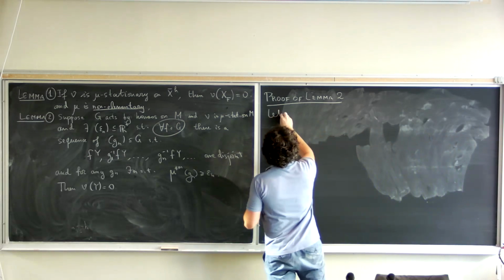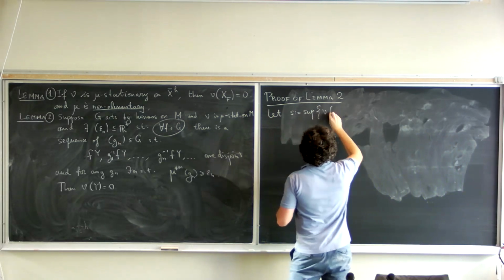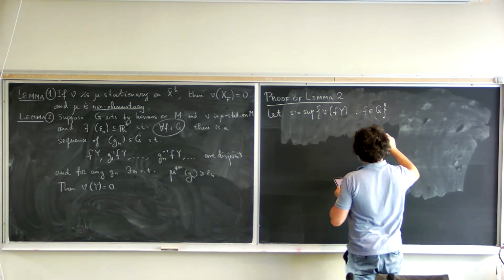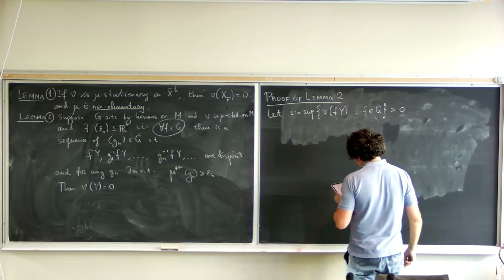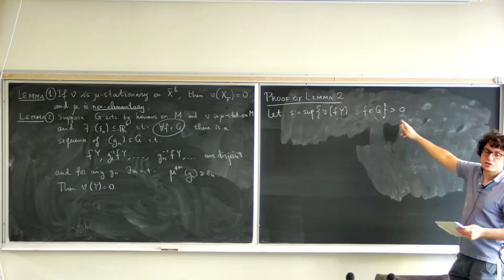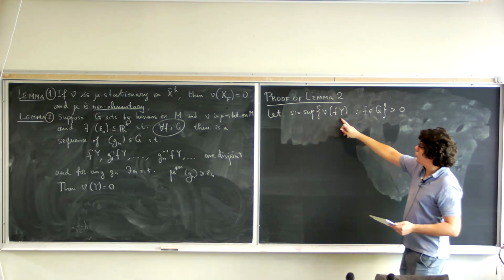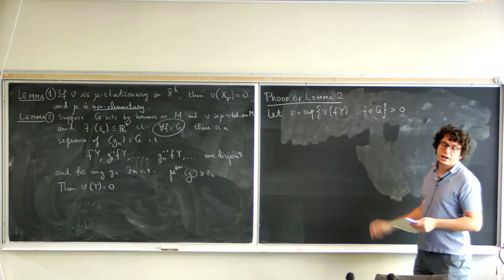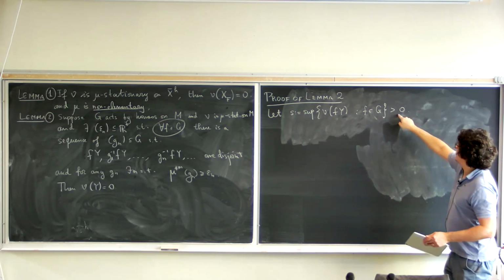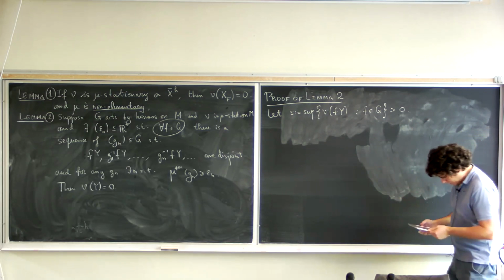So we let S be the supremum of the measure of Fy, such that Y is in G. Suppose this is positive. We want to find a contradiction. We want to prove that the measure of Y is 0. So we take all the orbit of Y, and we take the supremum of its translates, and suppose that this is positive, and then we want to get a contradiction. That's how it works.